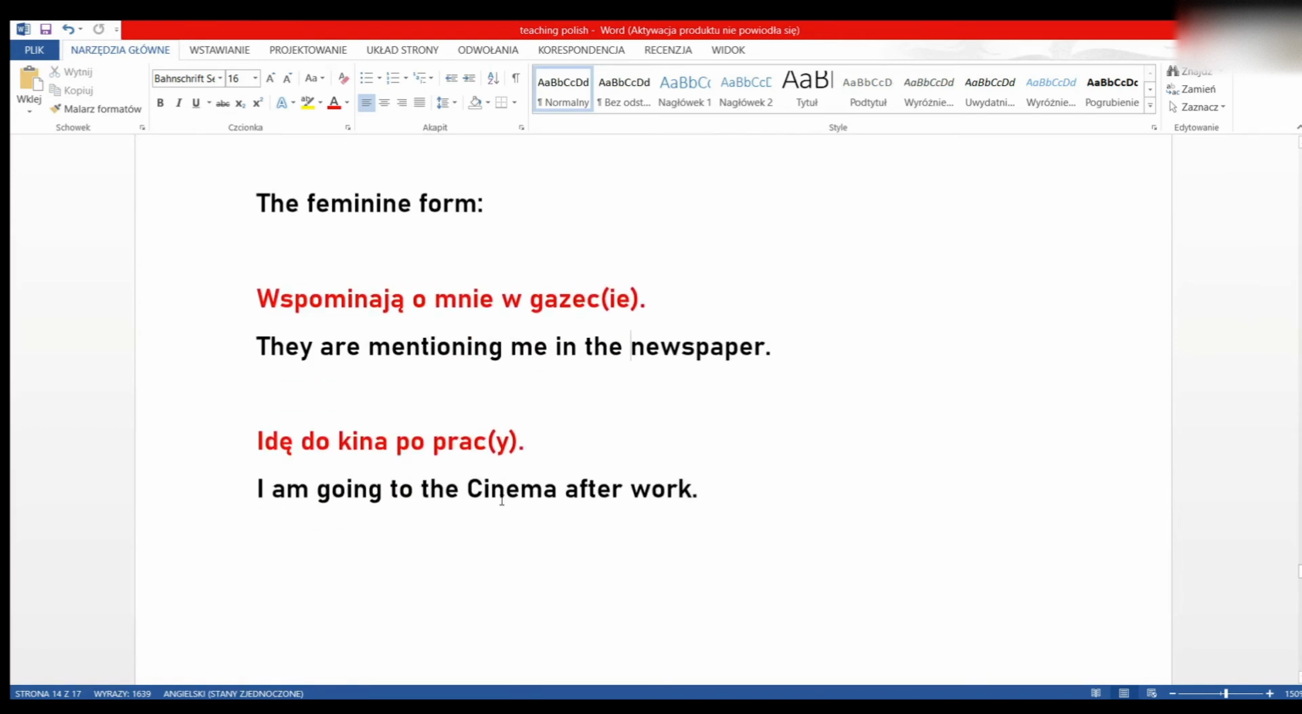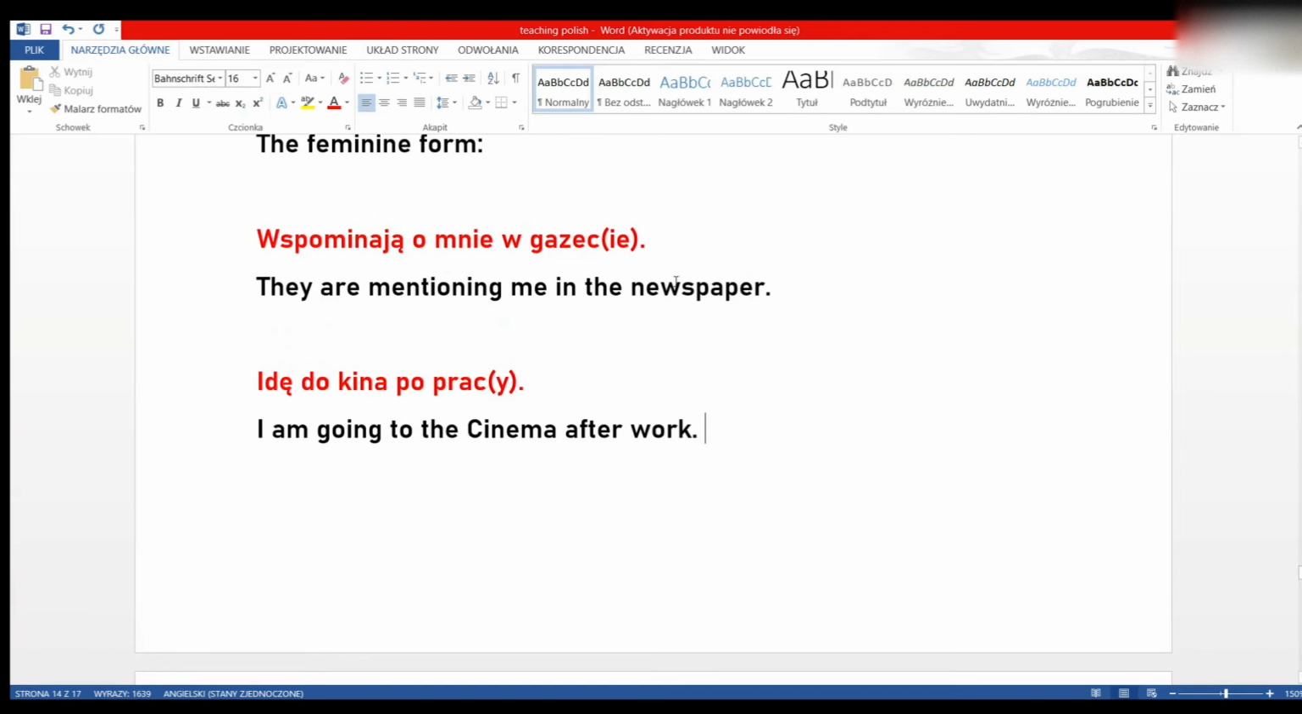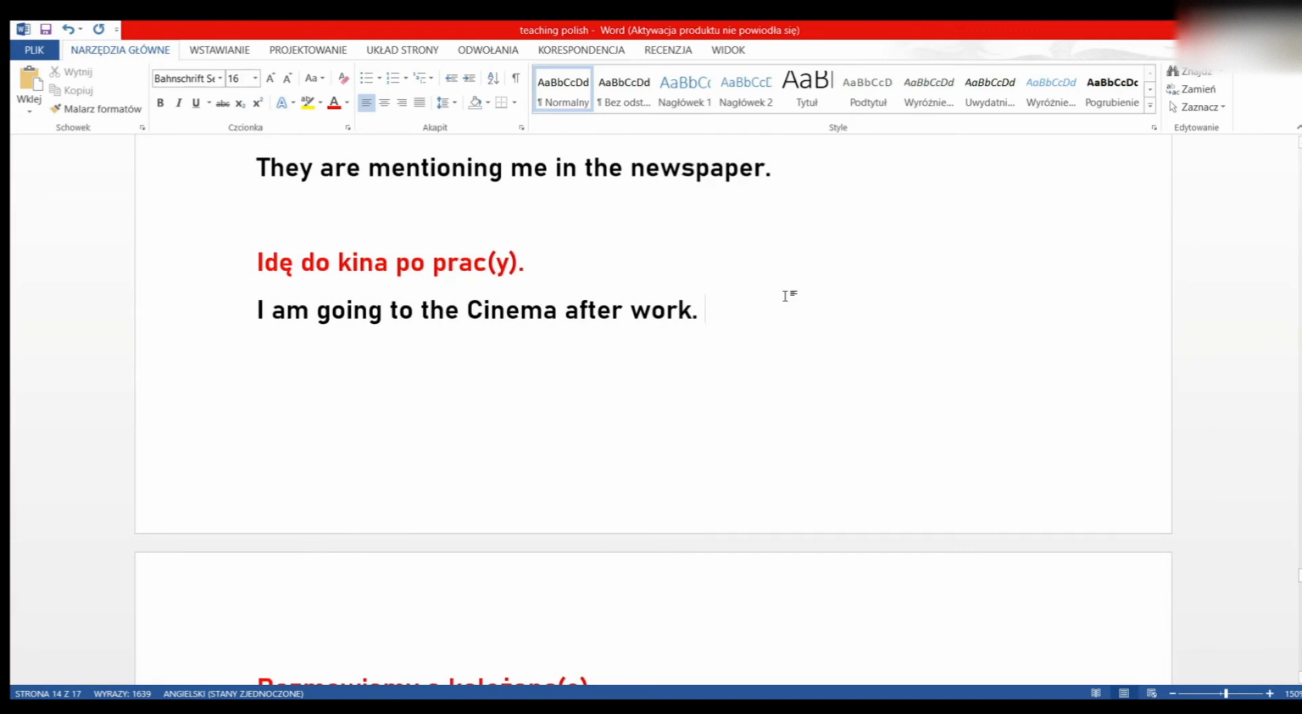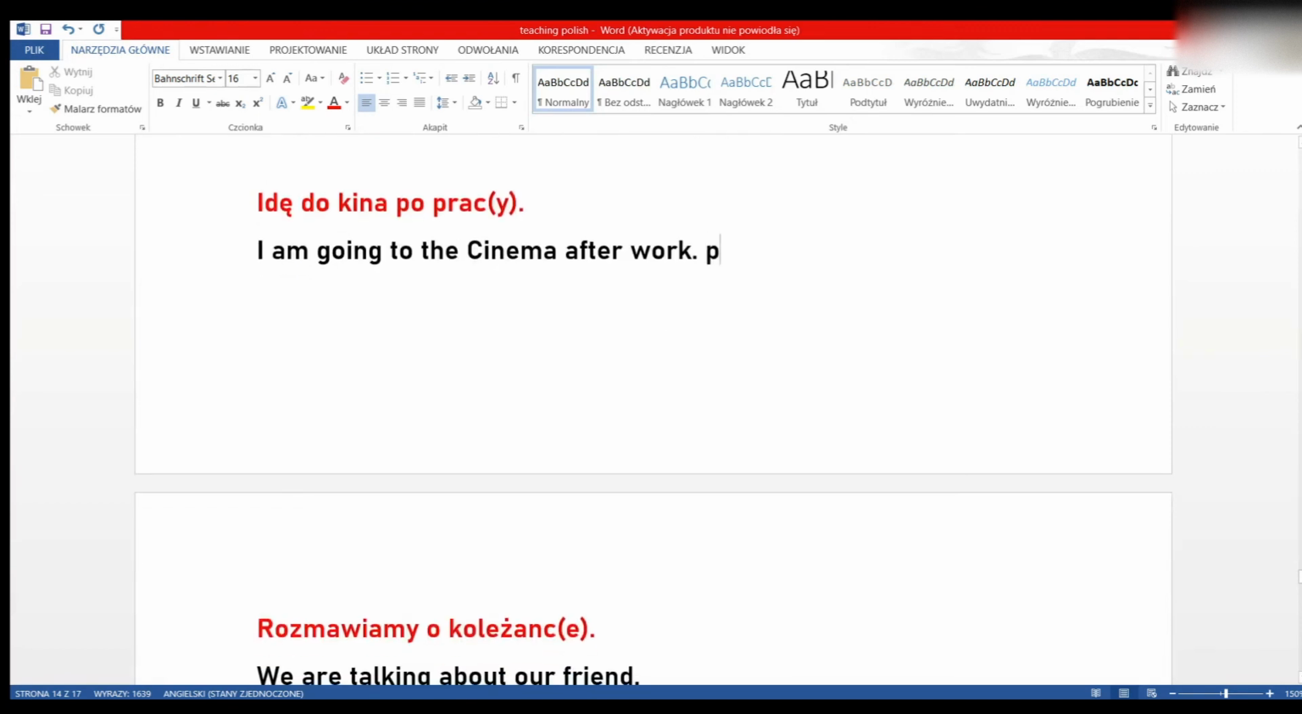I'm going to the cinema after work. Idę do kina po pracy. So praca, which means work, becomes pracy, as we said in the rules before. So you can always go and recheck the rules when you forget something. And with time, of course, you're going to remember them. And if you say it orally, no one is going to notice if you said pracę or pracy. And if you write it, it's not going to be a big deal. If you're still learning Polish, it all comes with time.